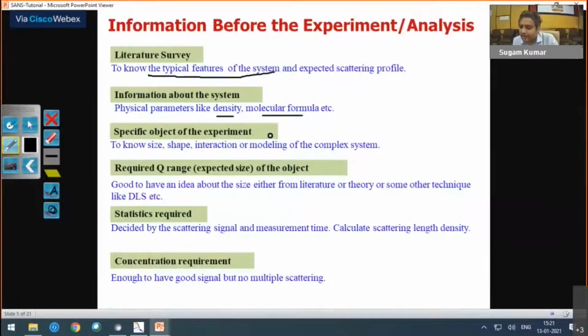Is it the shape and size, or we already know the shape and size? We want to determine the interactional parameters. We want to determine the transitions, stability, etc.